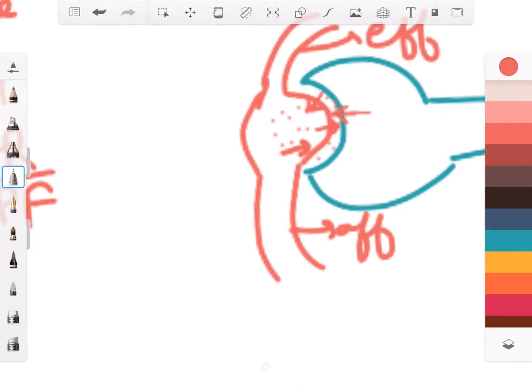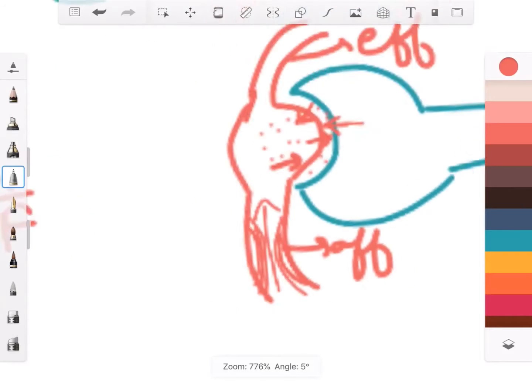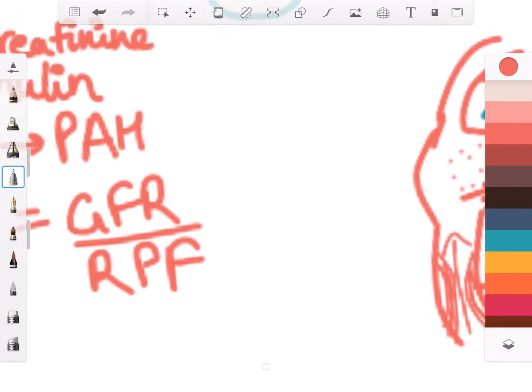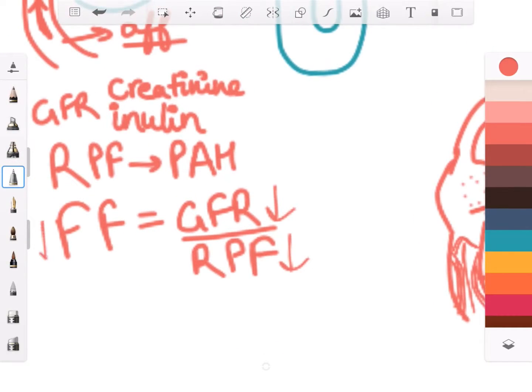Let's say that there is constriction in the afferent artery. What is going to happen? The amount of blood entering the glomerulus is going to decrease. Because there is a decrease in the amount of blood entering the glomerulus, there is also going to be a decrease in the glomerular filtration rate, which is going to cause a decrease in the filtration fraction.